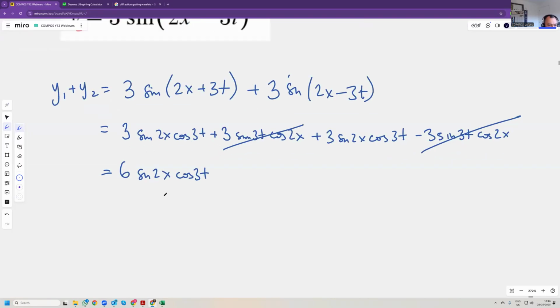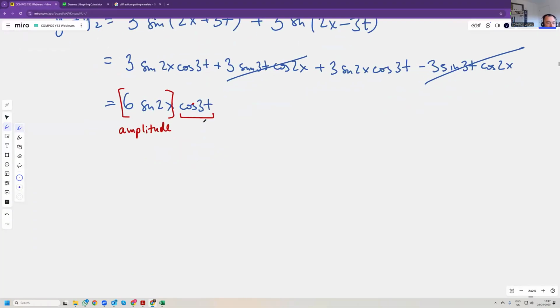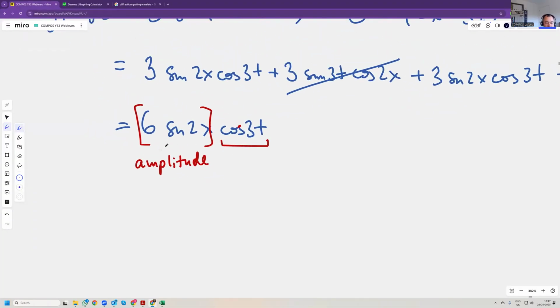So if you analyze this expression, then this is the amplitude. And this is just your oscillation, right? Cos 3t. So it's an oscillation with amplitude 6 sine 2x.